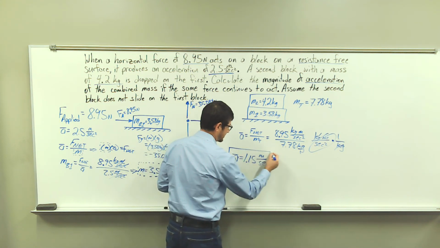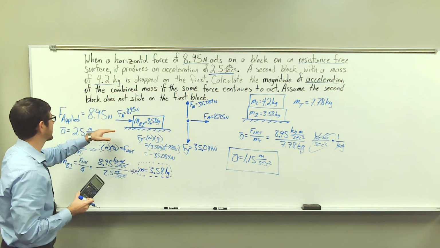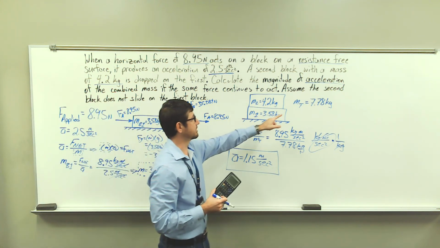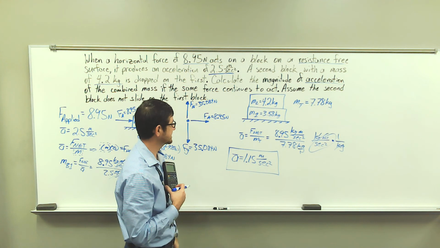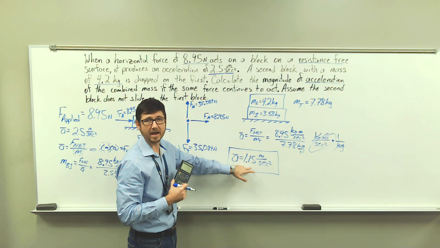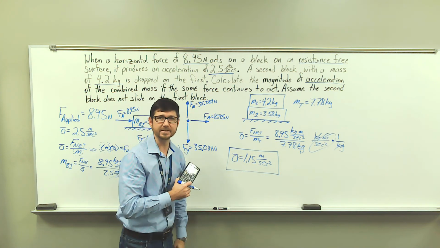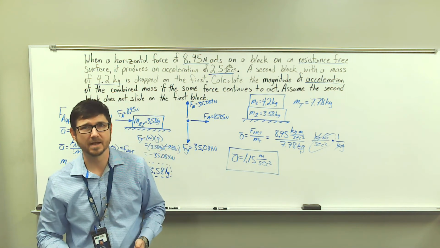All right, so with an applied force of 8.95 newtons to the mass of 7.78 kilograms on a resistance-free surface, we experience a 1.15 meters per second squared acceleration. Okay, so this was number 2 on the apparent weight and acceleration assignment.